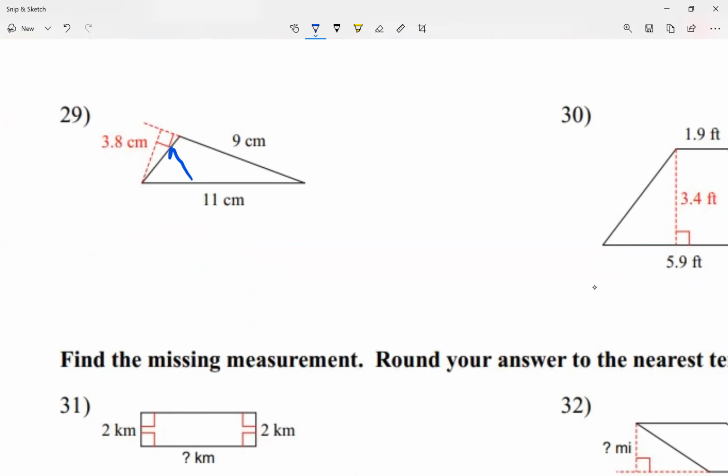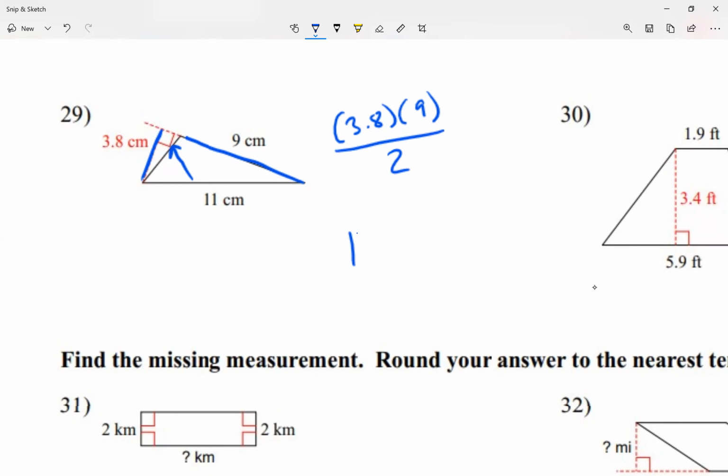Okay, now question number 29, triangles. I look at the 90-degree corner and I start thinking, all right, the 90-degree corner is made by 3.8 and 9. So I'm going to start by multiplying 3.8 times 9. But if I multiply those, that gives me the area of a rectangle. A triangle, we talked about this in the lecture, a triangle is half of a rectangle. So whatever I get, I'm going to divide this by 2. So I'm going to go 3.8 times 9 and then divide this by 2. My answer is 17.1. A triangle is half of a rectangle. So don't forget that dividing by 2.